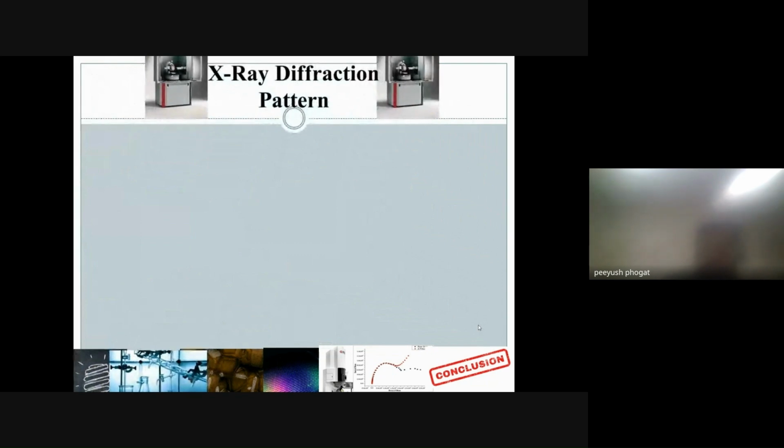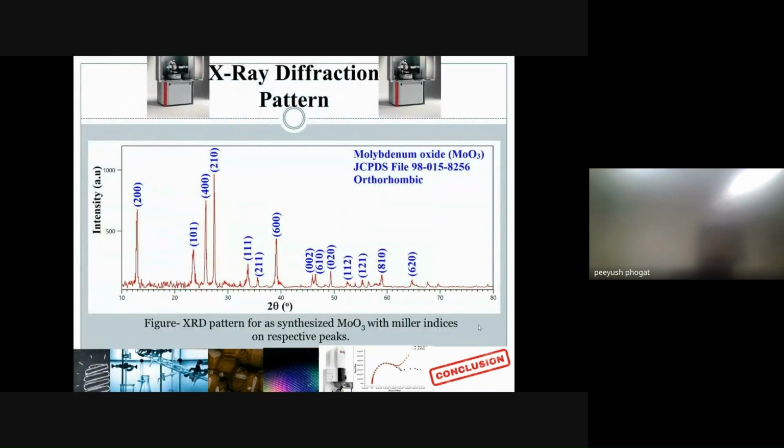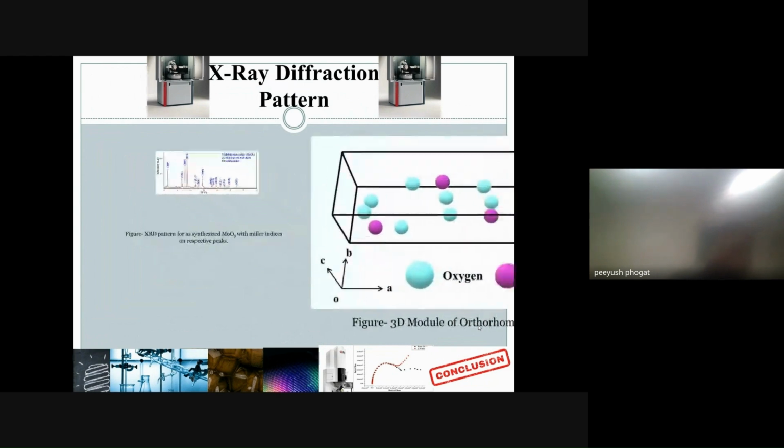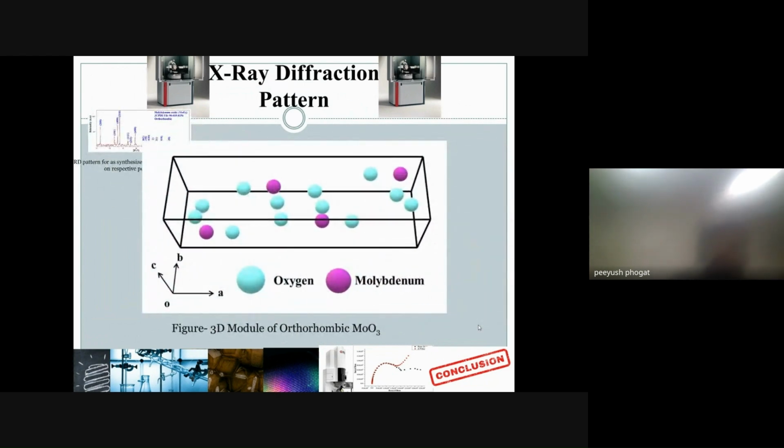So for the XRD diffraction pattern, we can see that the single phase molybdenum trioxide is present with a JCPDS file as shown on the right side of the figure with an orthorhombic structure. The 3D model of the orthorhombic structure is shown here. You can see the presence of oxygen is higher than the presence of molybdenum atoms in an orthorhombic structure.